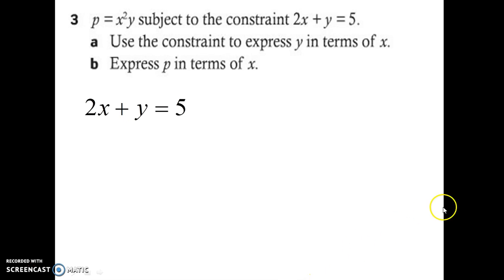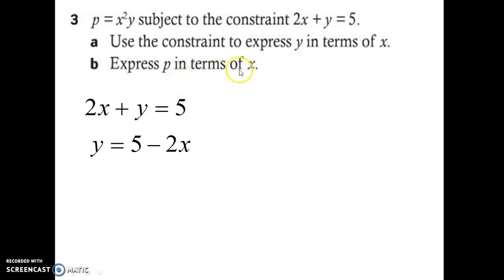Right, A says express the constraint y in terms of x. So we have this constraint equation here. We want it to be y in terms of x. So y equals something. So here's the original. Let's move this 2x over to the other side, minus 2x. And now we have y in terms of x.